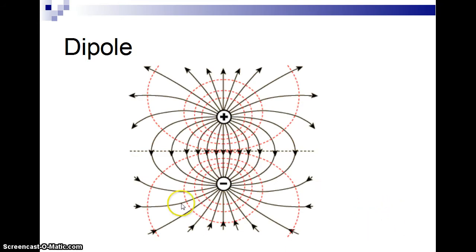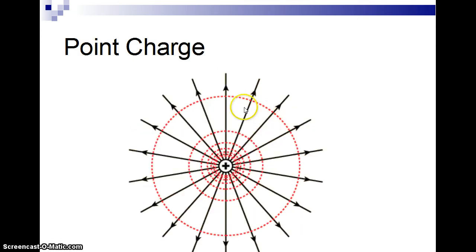A dipole gets a little bit trickier where you have a positive and a negative charge. It has a little bit uglier shape, but it's the same basic idea. And if you look at it, anytime we have these dashed lines, they're always going to cross perpendicular to the field lines, and you'll be able to see that in lab.